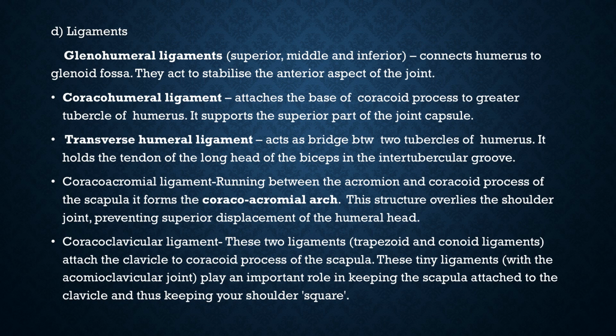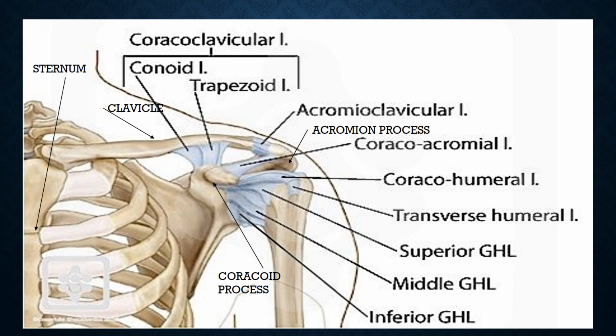Here we're going to study about five main ligaments of shoulder joint. That is glenohumeral ligament, which is further of three types. Then coracohumeral ligament, transverse humeral ligament, coracoacromial ligament, and coracoclavicular ligament. Okay, let's understand about the ligaments of the shoulder joint with the help of the diagram, right?